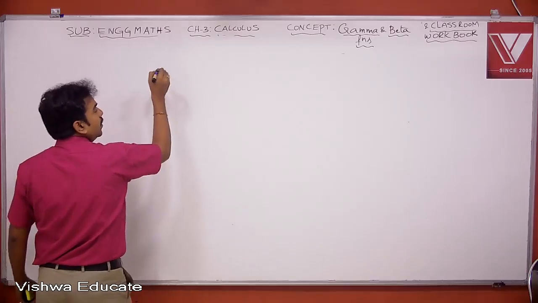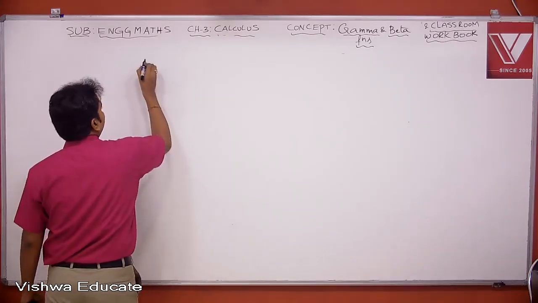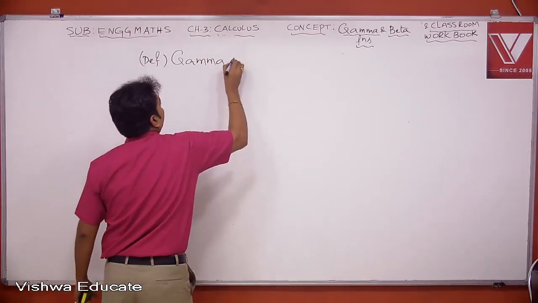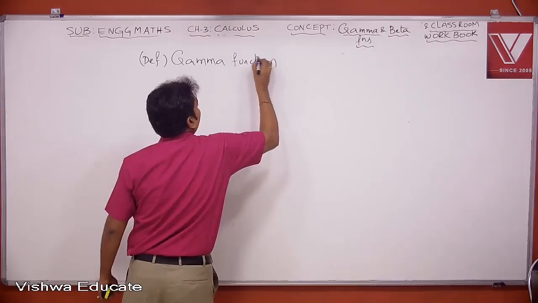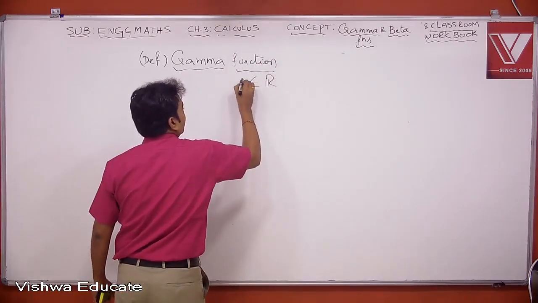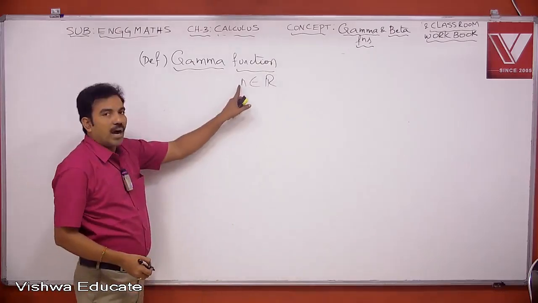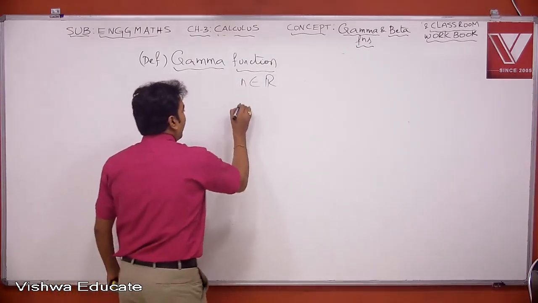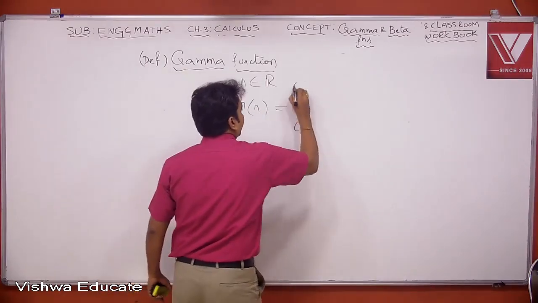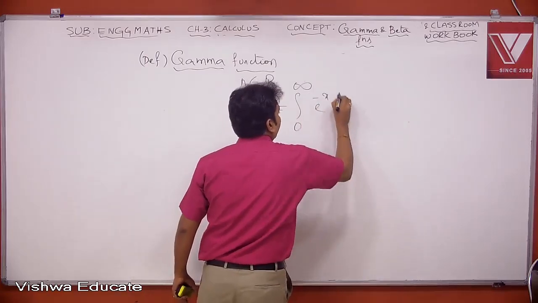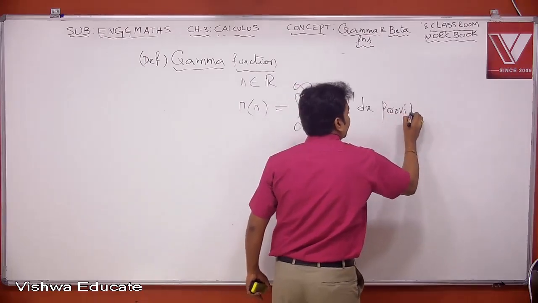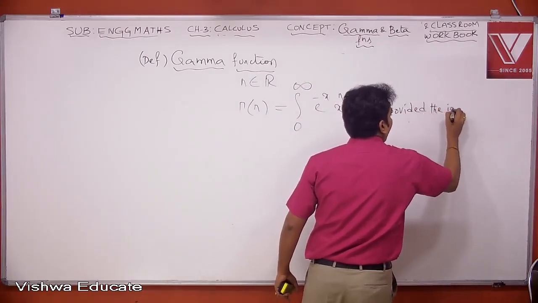Now let us discuss few concepts on gamma functions and beta functions. So next we discuss definition of gamma function. Suppose n is a real number. Now the gamma function for this n is denoted by this symbol. This is read as gamma of n, which is defined as the integral 0 to infinity e power minus x into x power n minus 1 dx, provided the integral exists.